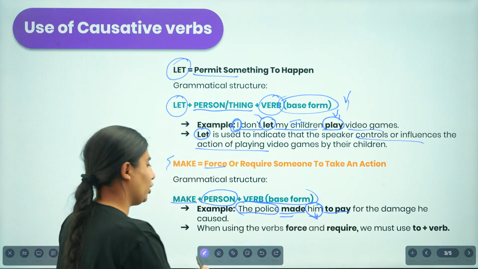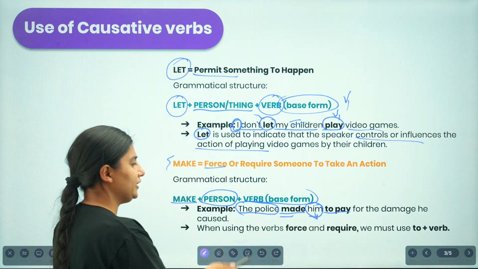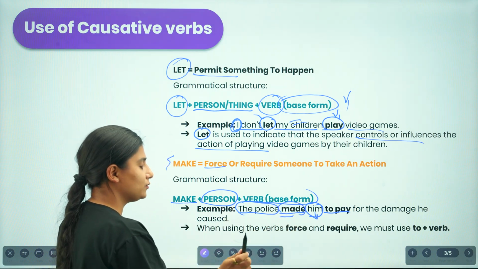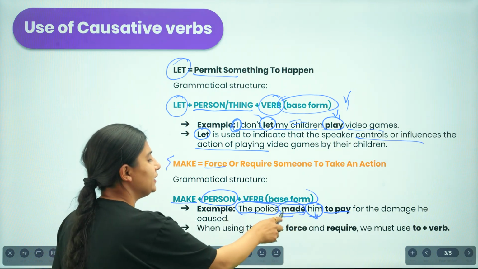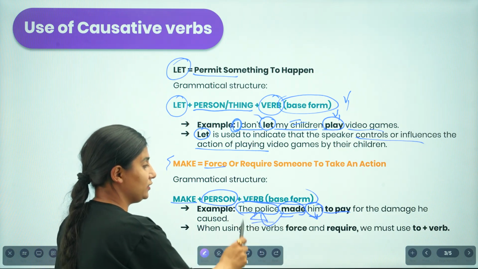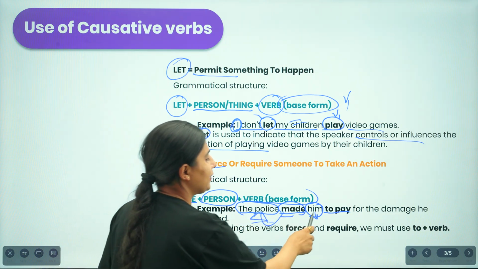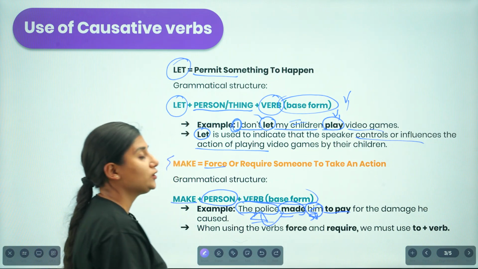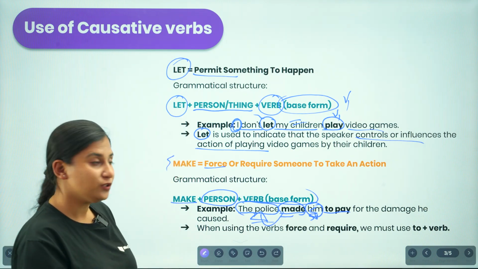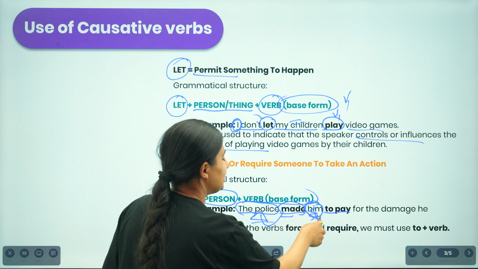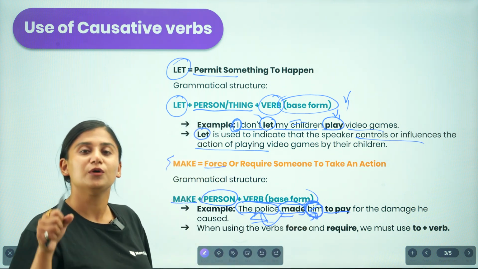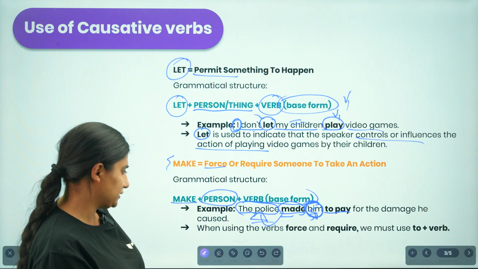So what is happening in this sentence? This made is used to make clear that the subject, the policeman, is making him do something, to pay for the damage that the person has made. So here force is imposed on him in order to pay for the damage that the person has caused.